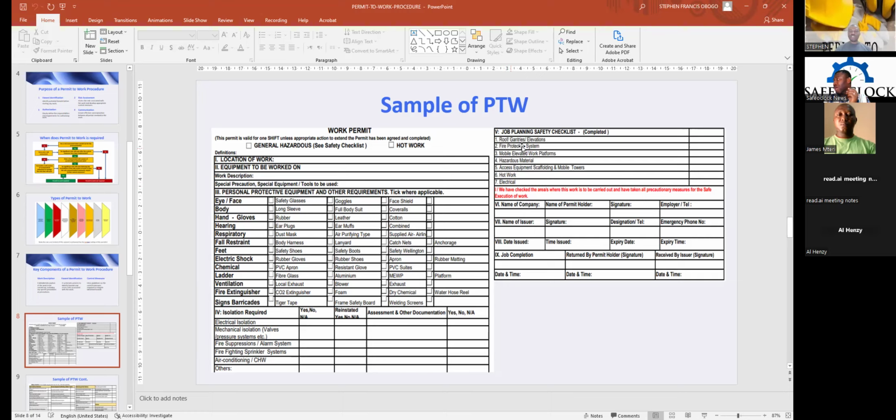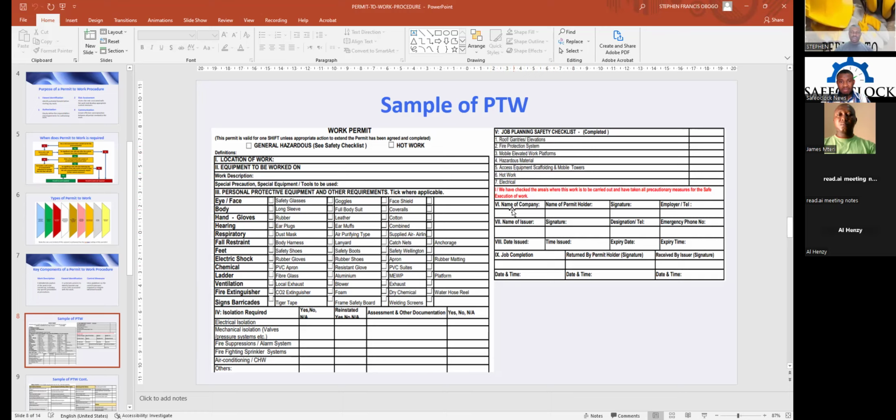So when you look at it, you see roof, gantry elevation, fire protection system, mobile elevator work platform, hazardous material, access equipment, scaffold and mobile tower, hot work, electrical. So basically these activities are what is peculiar to what we do in the facility. So this permit is able to fit in for all this form of activity.